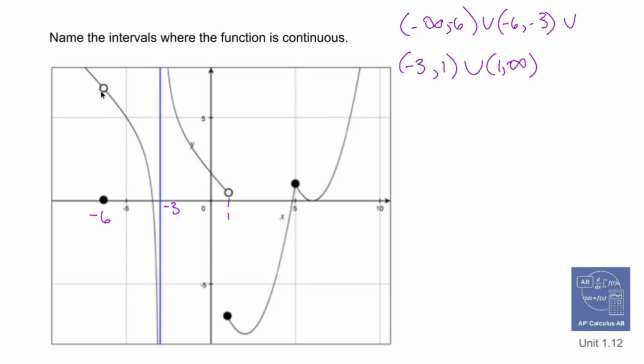So again, anytime there's a hole or an asymptote, it's discontinuous. The fact that this is concave up to concave up and it's not proper or something like that means absolutely nothing. So these are my 4 intervals. That's what I'm sticking with.